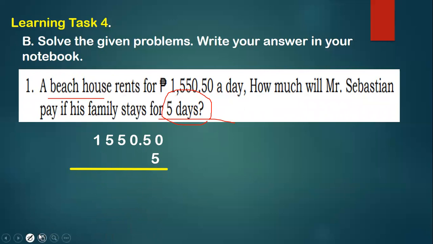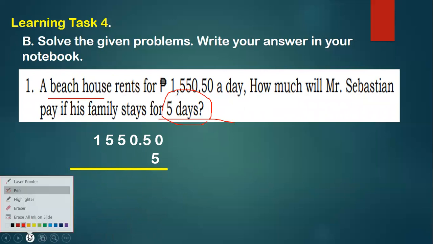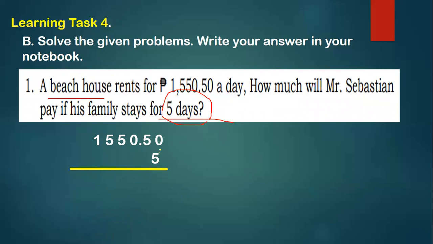Okay? So ang gagawin lang natin dito, sundin natin ang proseso. Multiply like whole numbers lang. So 5 times 0, and that is 0. 5 times 5, that is 25. Carry 2. 5 times 0 is 0 plus 2, that is 2. 5 times 5, that is 25. Carry 2. 5 times 5, 25 plus 2, and that is 27. Carry 2. And then 5 times 1, that is 5 plus 2, that is 7 also.